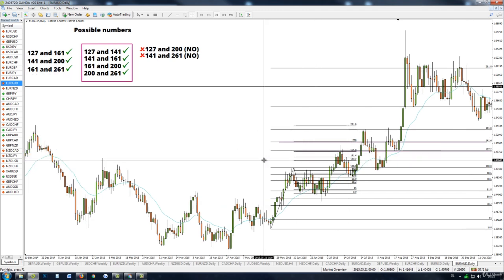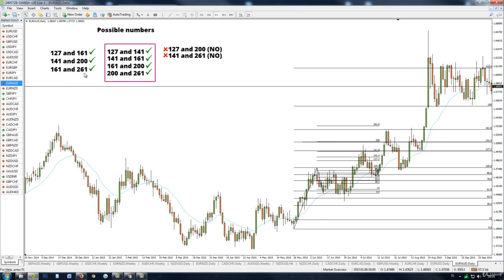So from this observation, if you take a look at these numbers, we can see that 127 from my impulse leg and 161 from the retracement is just that. Okay, right here, this combination. The second one, 141 impulse leg, 200 retracement, together, very tight together. Perfect, good. This is our entry right here.